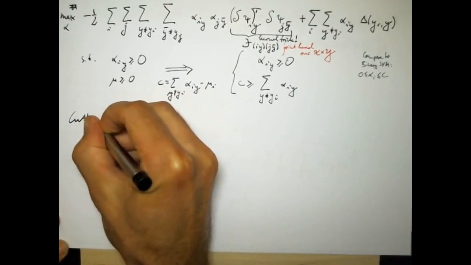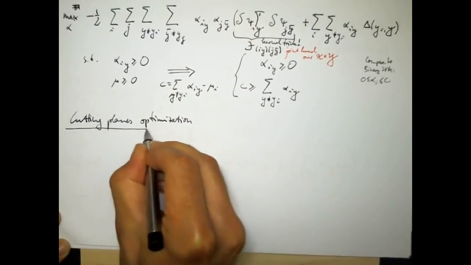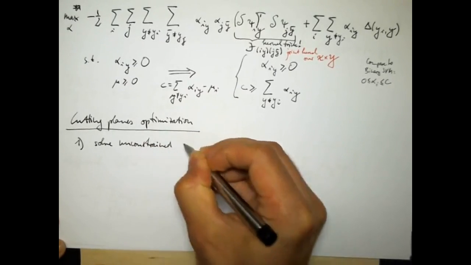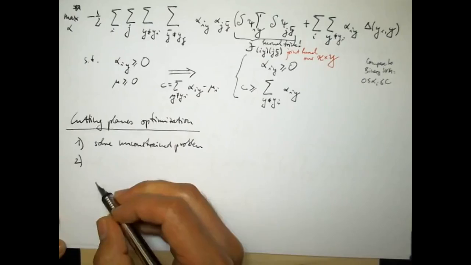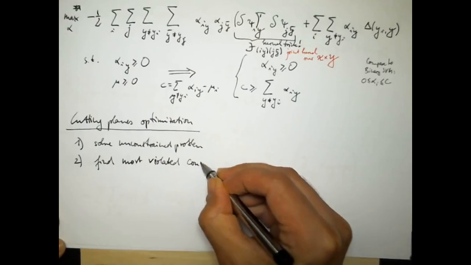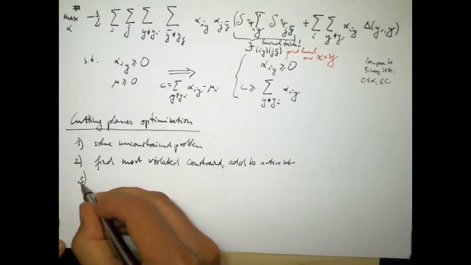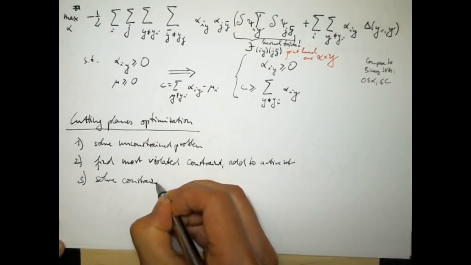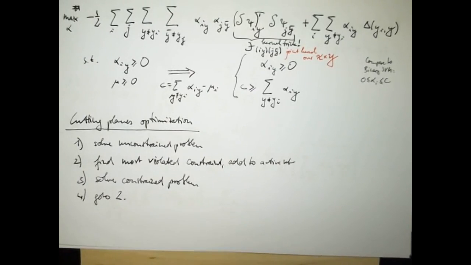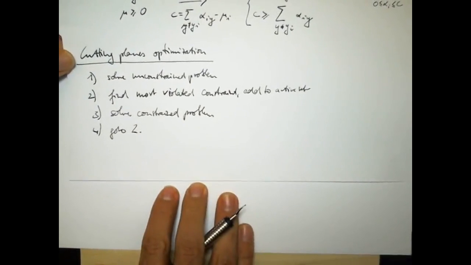So in cutting planes, we proceed as follows. We solve the unconstrained problem. We then find the most violated constraint and add it to the active set. We then solve the constraint problem and iterate. Now, as an algorithm, this is what it looks like.